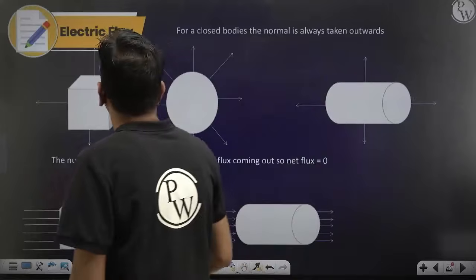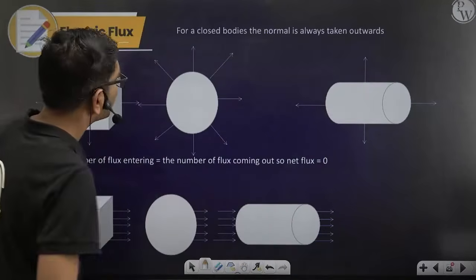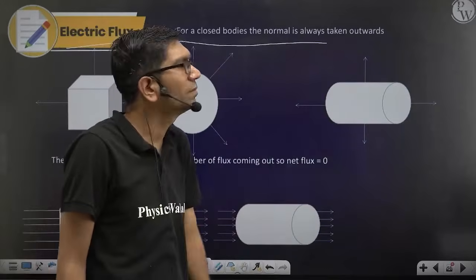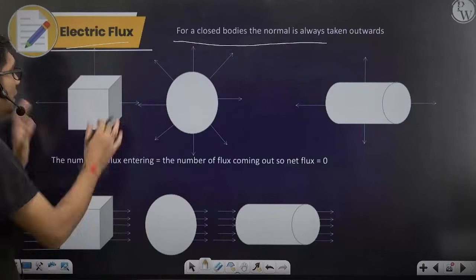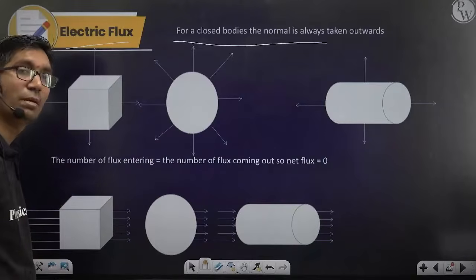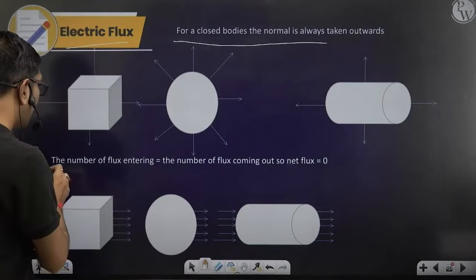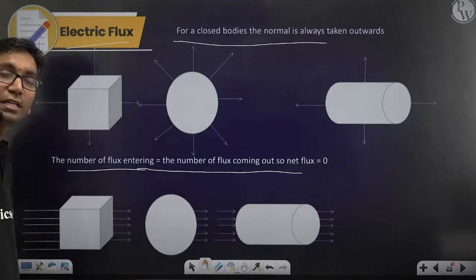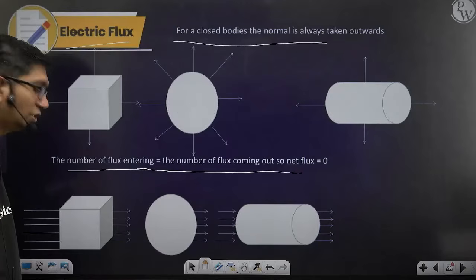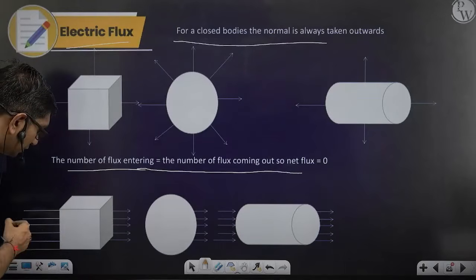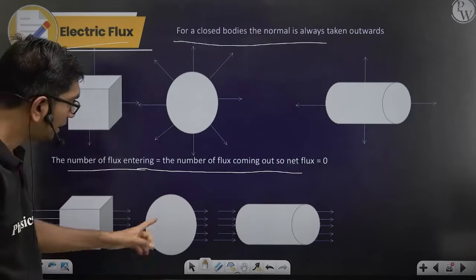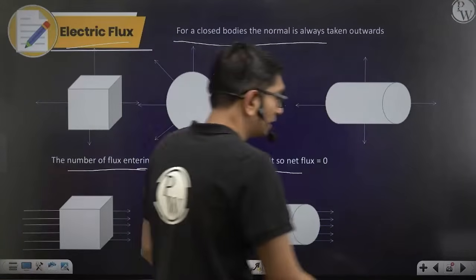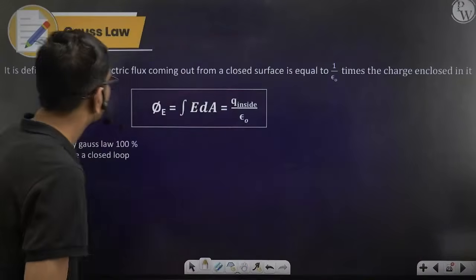Right. So electric flux. For closed bodies, the normal is always taken outwards, beta. Remember this one. The number of flux lines entering is equal to the number coming out. At that time, net flux becomes 0. See here, from the cube, the flux entering and coming out is the same. Net flux becomes 0. Remember, because flux is a scalar quantity.